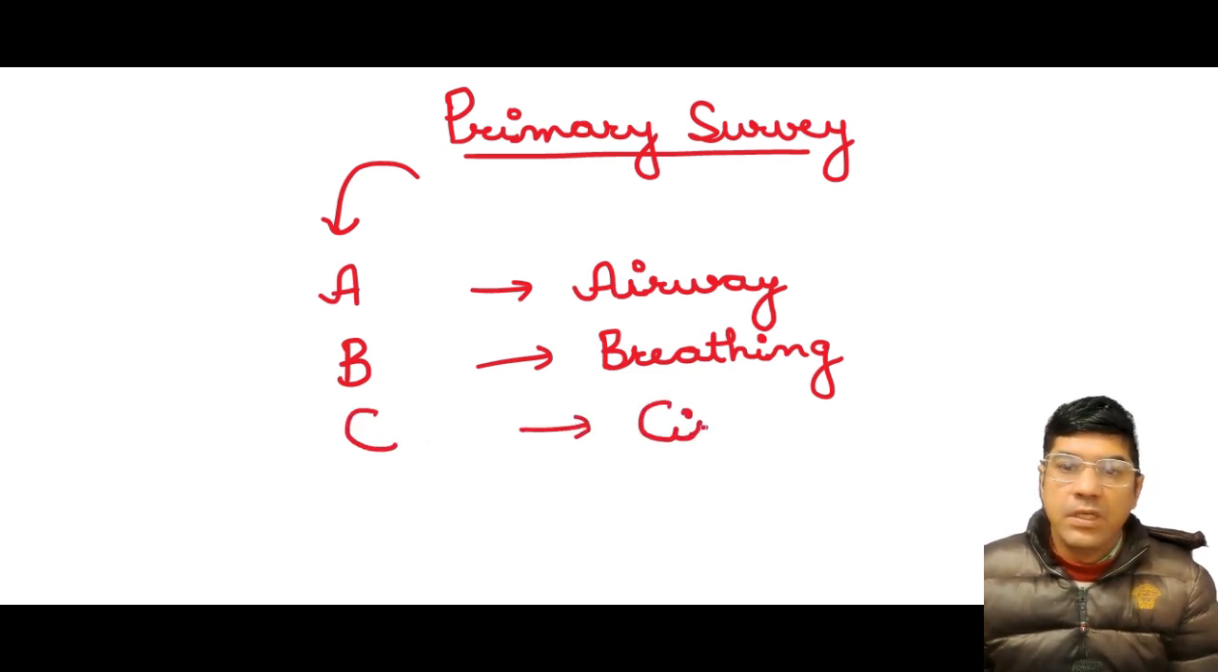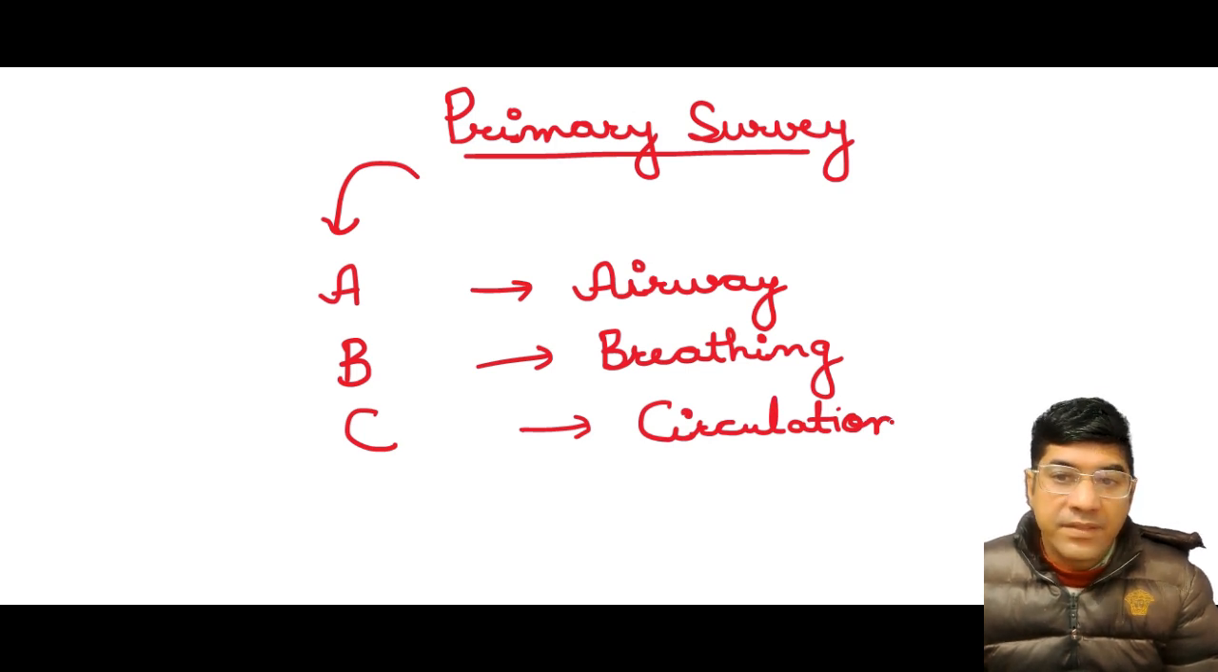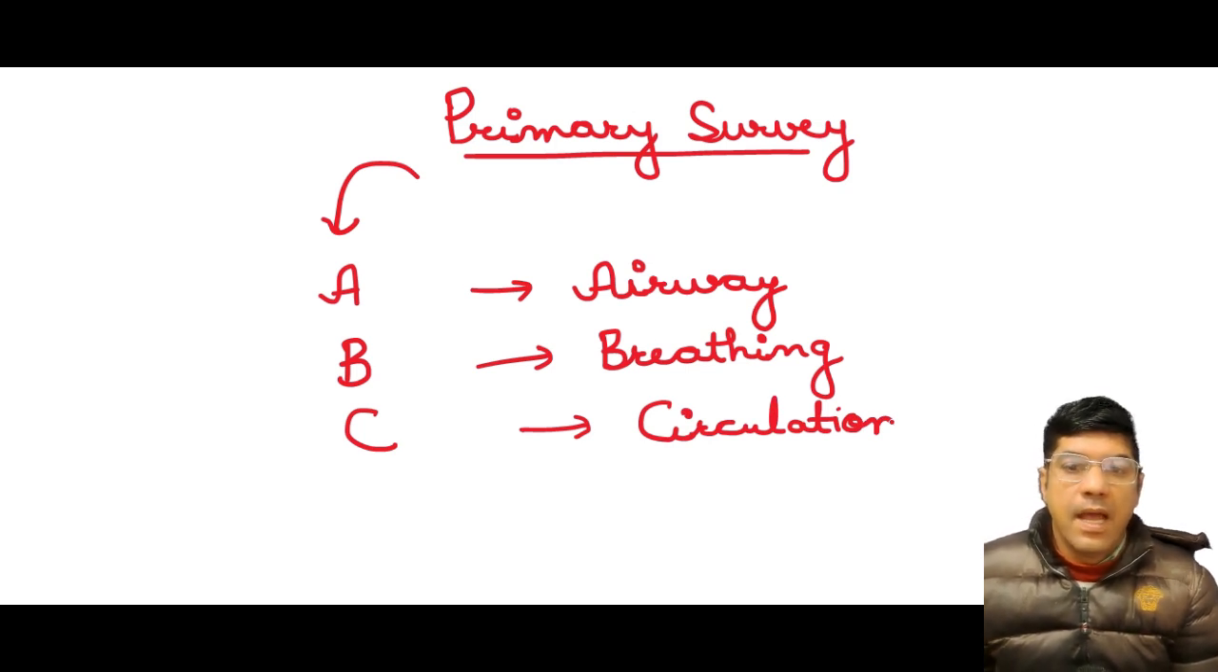C is circulation. So we will quickly check the patient's pulse and skin color to see if the patient might be going into shock due to severe bleeding or any other issues. So if we notice any sign of severe bleeding, we act fast to control it.